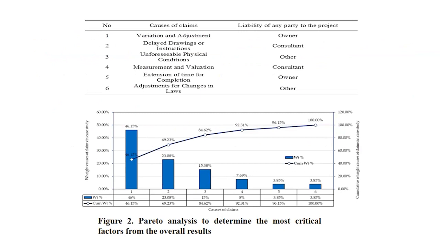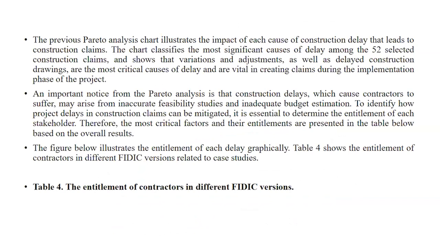Number 1, the cause of claim is variation and adjustment delay. Number 2, unforeseeable physical conditions. Number 3, measurement, and the last, adjustment for change in law. An important note from the Pareto analysis is that construction delay, which causes contractors to suffer, may arise from unforeseeable physical conditions. The figure below illustrates the entitlement of each delay graphically.